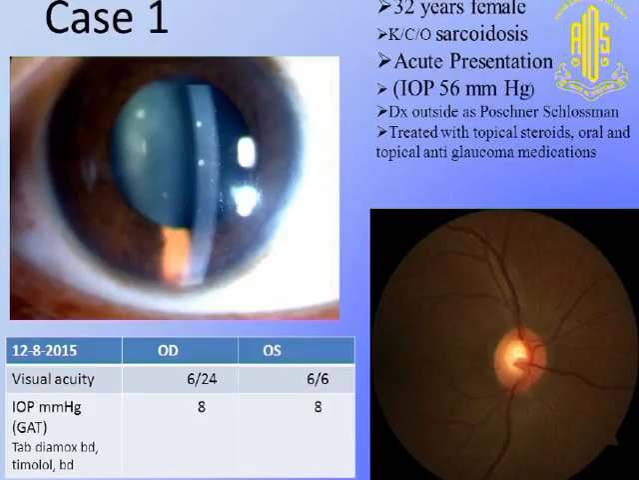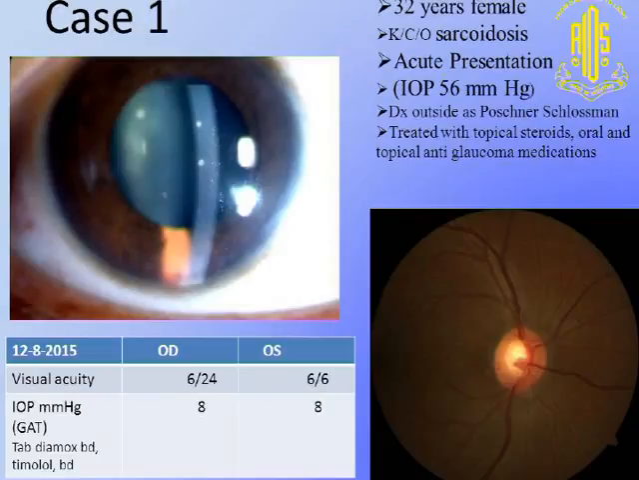This case is a 32-year-old female who came to us with a high pressure, like 56 millimeters of mercury, an acute presentation again. She was diagnosed as Posner-Schlossman elsewhere and treated with topical steroid, as well as oral and topical anti-glaucoma medicines. But on careful examination, we found that there are multiple, you can see there are very large KPs on the cornea.